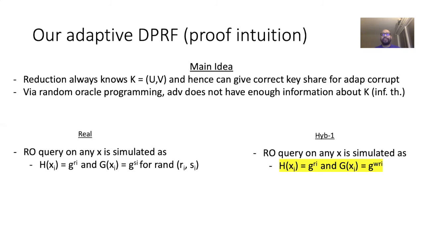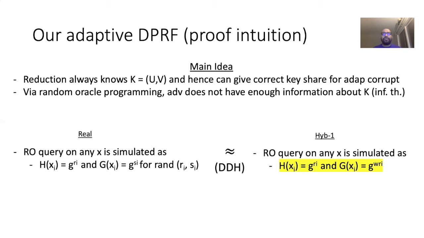However, in the first hybrid, we do it slightly differently: we choose a W, which is random, and instead of choosing Ri and Si randomly, now we program Hxi equal to g to the Ri and Gxi equal to g to the W Ri. Note that this W stays the same for all Xi queries. So for Xj, it will be g to the Rj and g to the W Rj, right? So the W becomes common in these two cases.